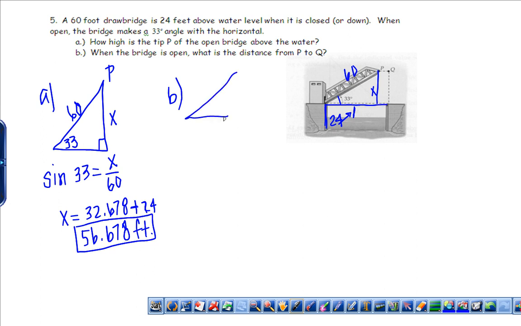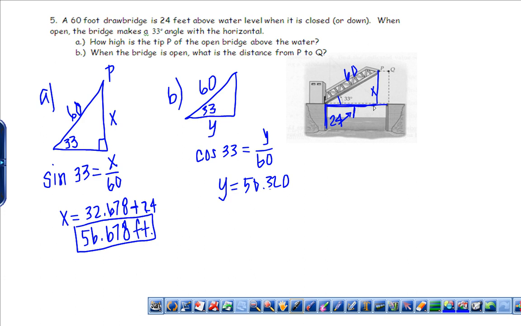Okay, so I'm going to draw this triangle once again. Still with 60. Still with 33. Except I'm going to find this bottom part. So that looks like I'm going to have to use cosine of 33, and that's going to be adjacent over hypotenuse, which is y over 60. So that gives me y is going to be 50.320. That is the distance from the origin here to this.